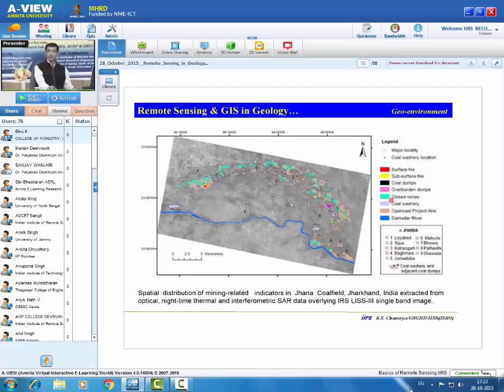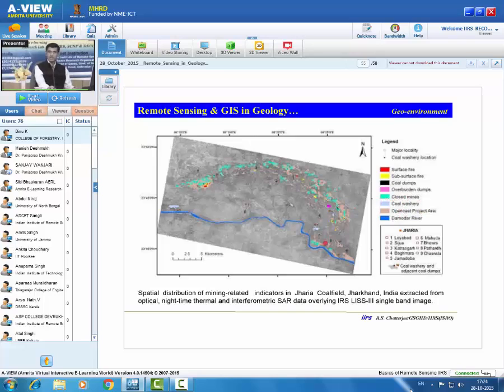So what are these environmental indicators? Those have geological implications, like subsurface fire, surface fire, coal fire, which is very important in this coalfield for environmental study. That we have identified from the thermal remote sensing data. Whereas the coal dumps, the overburden dumps, and closed mines, that kind of information we have identified from the radar remote sensing, particularly an advanced technique, the interferometric radar technique.